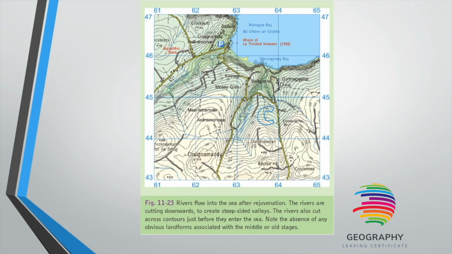You can also spot them on OS maps by looking at the contour lines. If the contour lines are very, very close together, then you're talking about a steep slope or a sudden steep slope. So there you'd find your nick points.